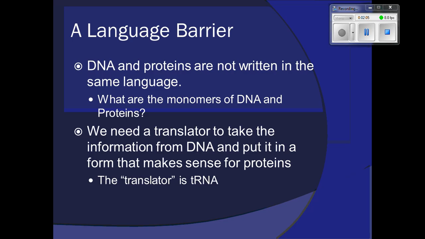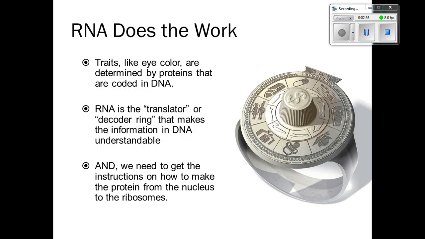So looking at just some language barriers, DNA and proteins are not written in the same language, and that's why we have the DNA and RNA, right? The monomers of both DNA and RNA are nucleotides, but the code is a little different. So we need a translator to make the information from DNA make sense for the transfer RNA at the ribosomes. And so, we use messenger RNA to do that for us.